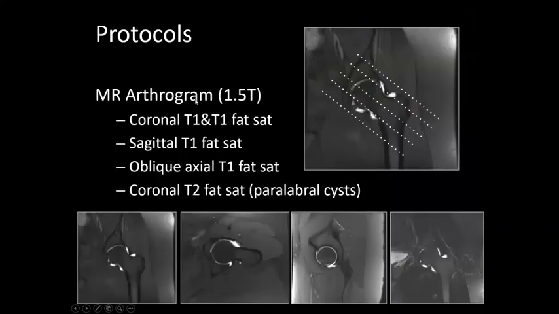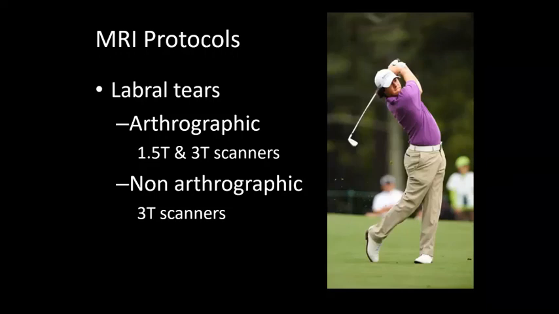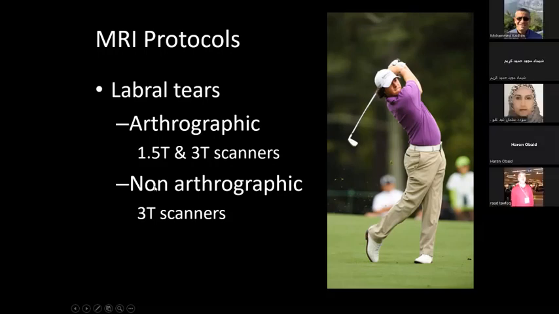So this is the arthrographic protocol. This is what we do at our center if the patient was referred for arthrographic MRI of the hip joint. I'll go back to the technique. So there are two different techniques we use at our center. The first is the arthrographic technique, which is normally performed using the 1.5 or the 3 Tesla scanner. The second is the non-arthrographic technique, which does not involve any dilute gadolinium injection in the hip joint. This technique requires a stronger magnetic field, which is the 3 Tesla scanner.